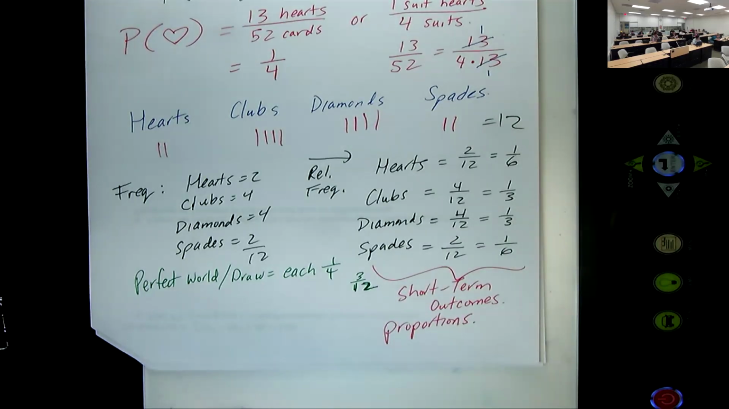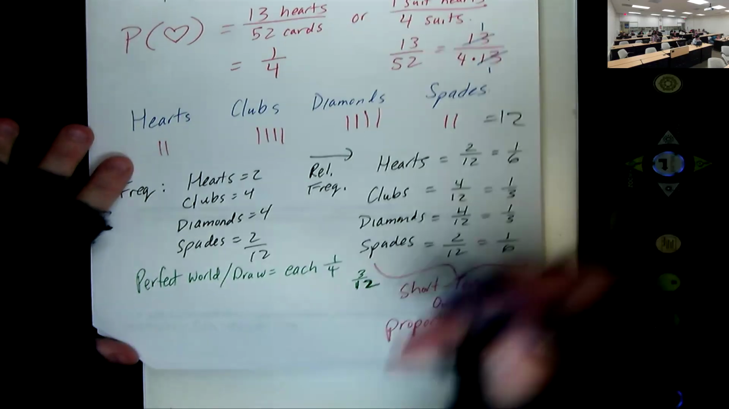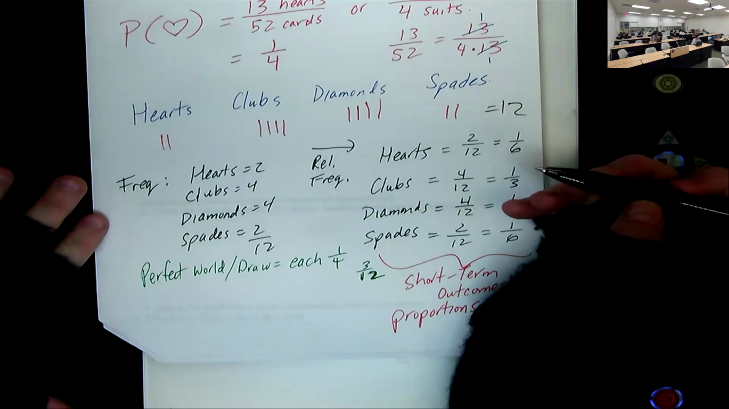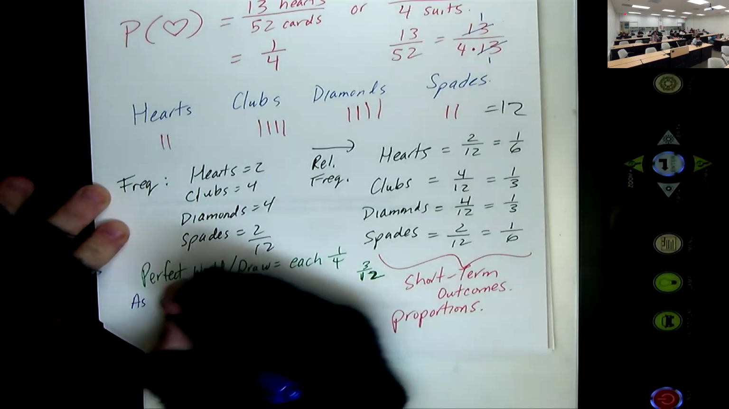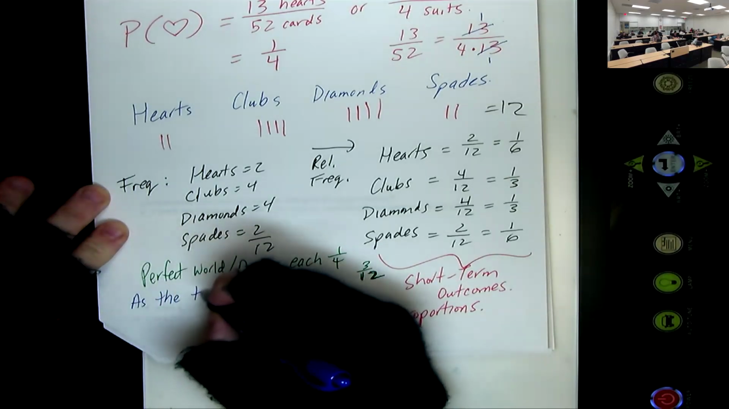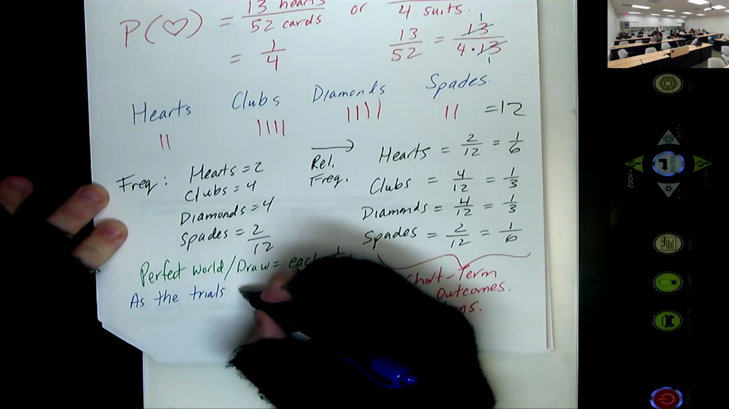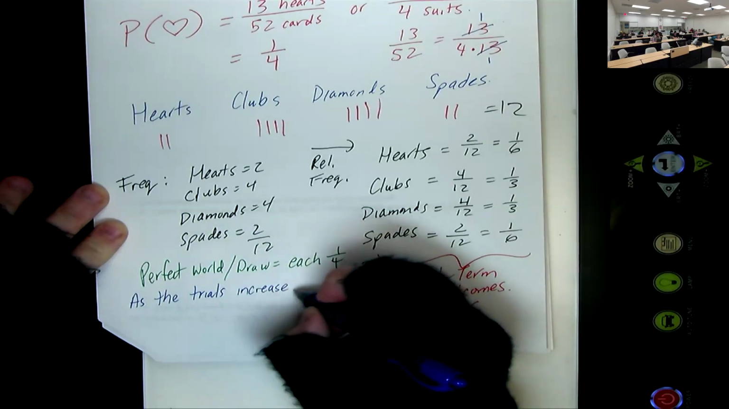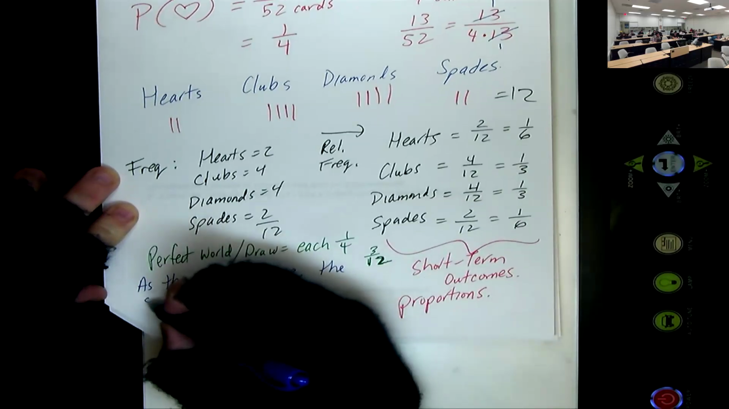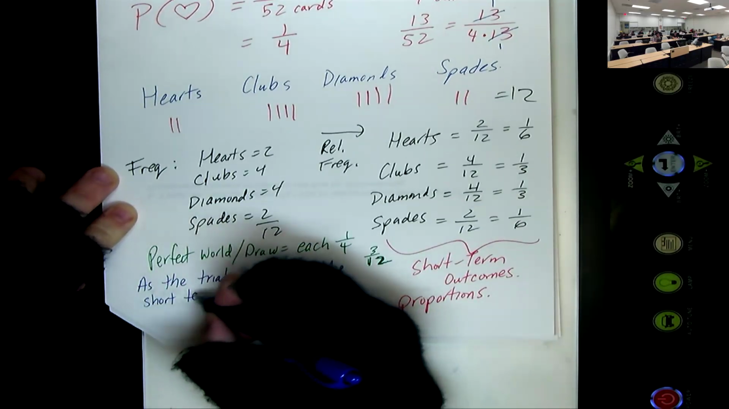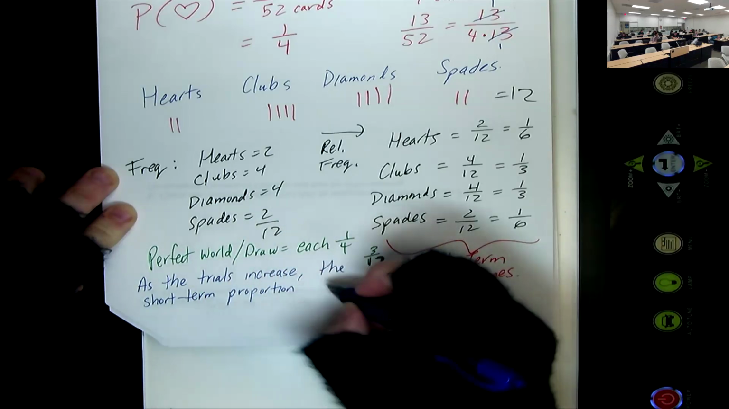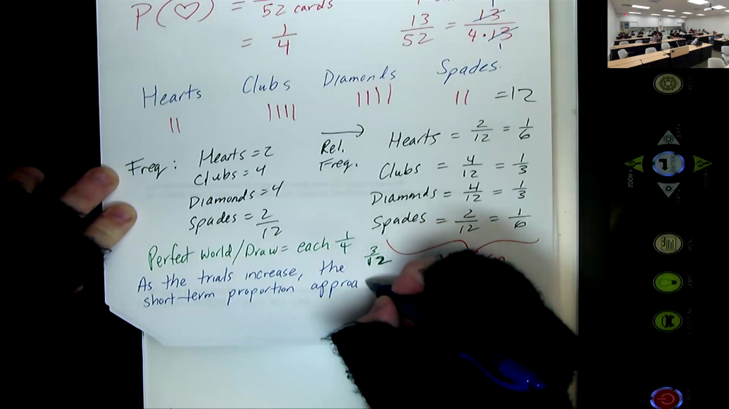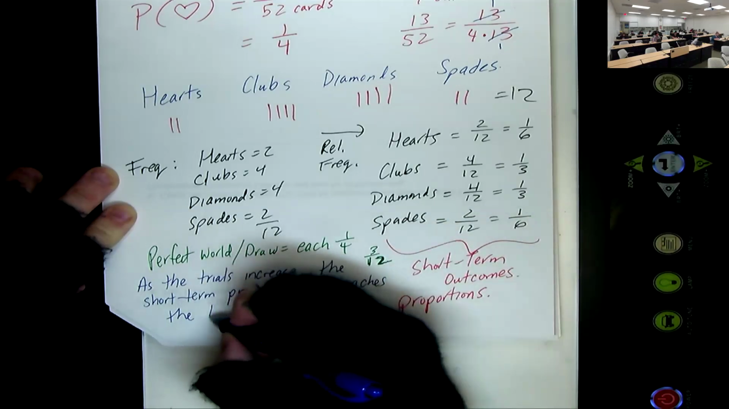And that's why we say the long-term proportion. I'm gonna define the word in a second, but as the trials increase, the short-term proportion approaches the long-term probability.